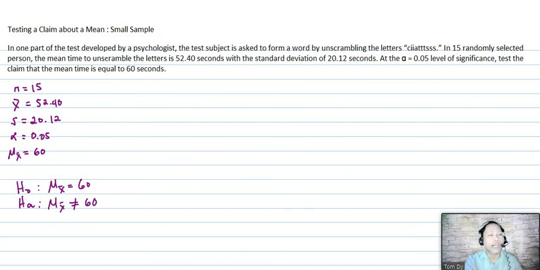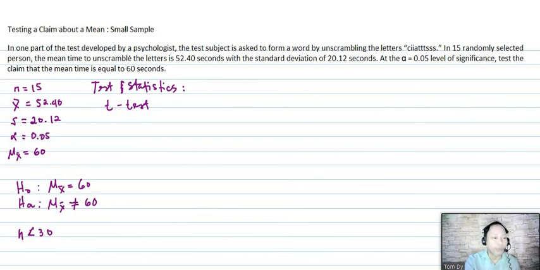Next thing is we have to identify our test statistic. For this, testing a claim about a mean for small sample, we will be using the t-test. Take note, we have different tests. For this particular problem, we use the t-test because we are testing the claim about a mean, and this is a small sample. Take note, for small samples, we consider n less than 30. However, if we have a large sample, we make use of the z-test. So for this problem, n is 15, which is less than 30, so we make use of the t-test.